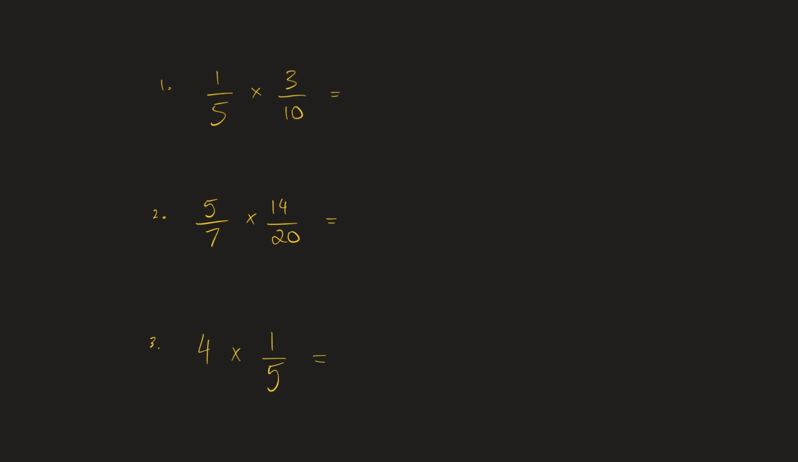Okay, so first of all, I'm going to look to see if I can simplify. Looking for common factors, and we don't have any that way. But if I look the other way, again, no common factors. So all I need to do is multiply the numerators together and then the denominators. So 1 multiplied by 3 gives me 3. And 5 multiplied by 10 gives me 50. So my answer there is 3 over 50.